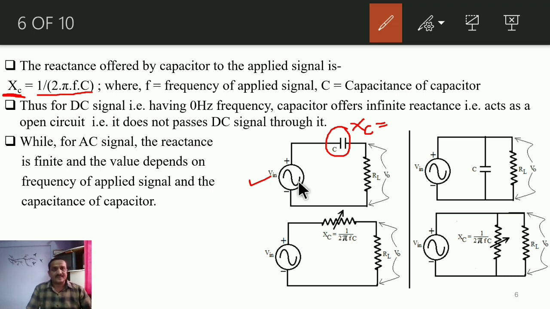Similarly, if the applied input signal is a high frequency signal, then this capacitor will not act as an open circuit, but it will act as somewhat resistive. See, here it is shown as a variable. Variable means what? It is a frequency dependent term. As you change the input signal frequency, this XC also will change, and that's why it is shown as a variable resistance.